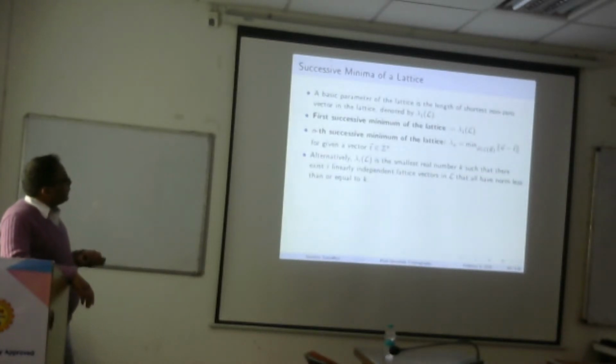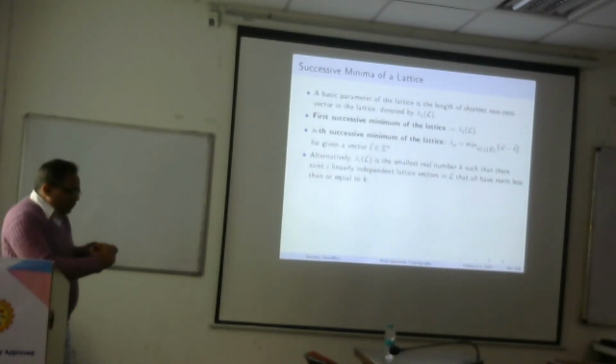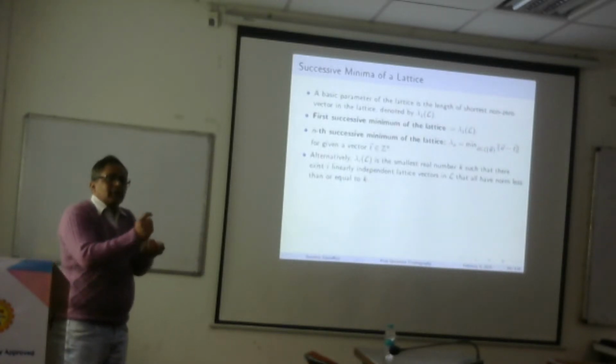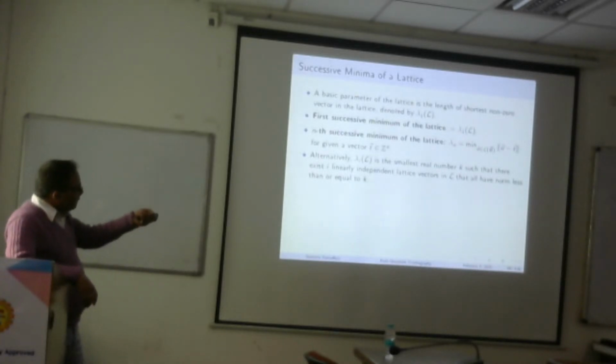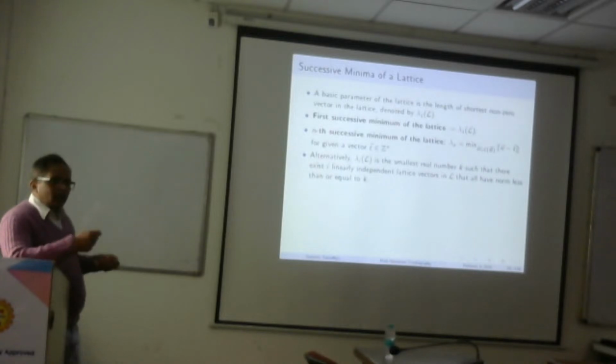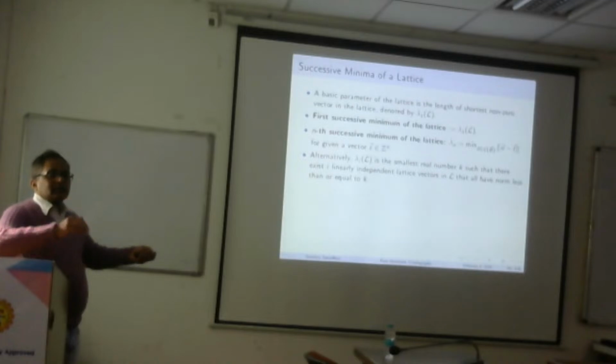Okay. Now you can actually extend this idea to successive minima. So how much should I extend so that I have not just one vector but maybe the next one also? So this is called lambda 2, lambda 3, lambda 4. In particular, lambda i is the smallest number k such that there exist i linearly independent lattice vectors.